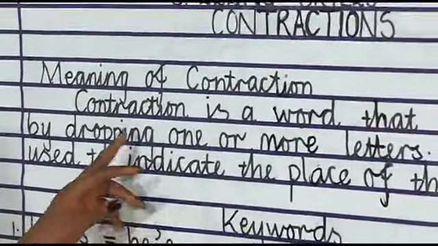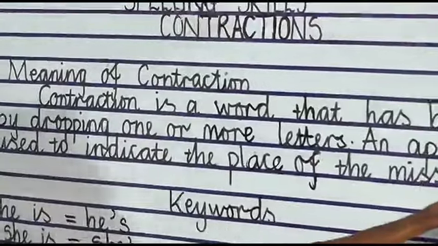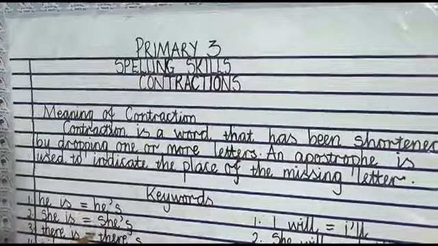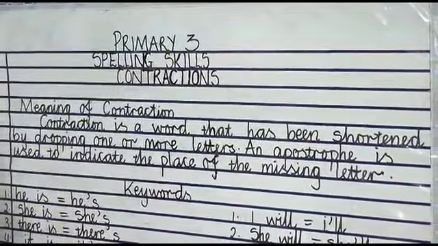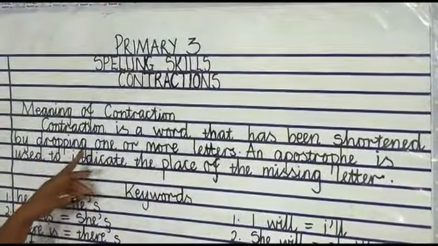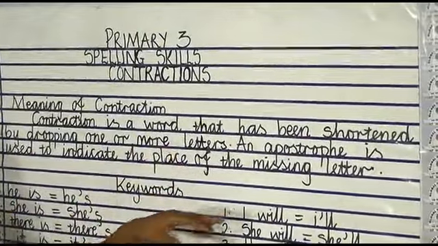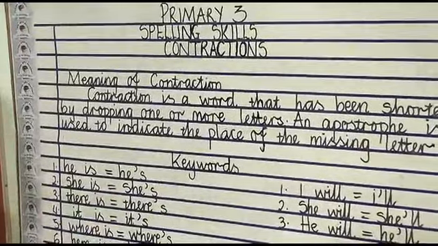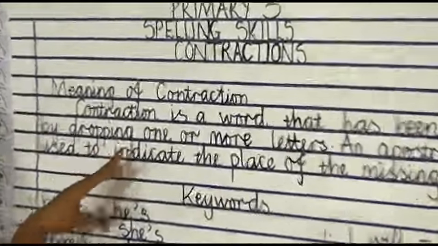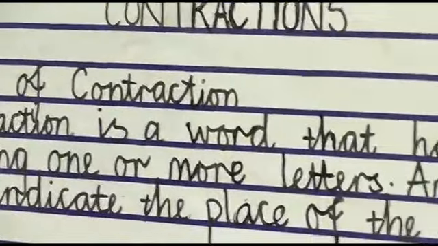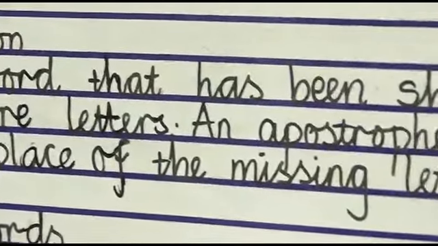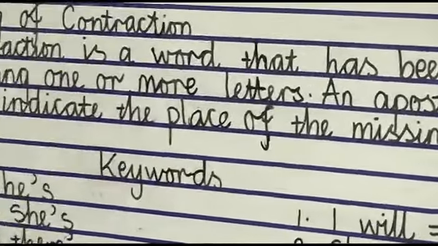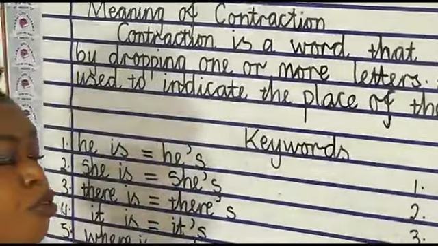A contraction is a word that has been shortened by dropping one or more letters. When we say shortened, it means to remove or to reduce. And dropping also means to remove, to take away a letter. It could be one or more letters to make your contracted word form.